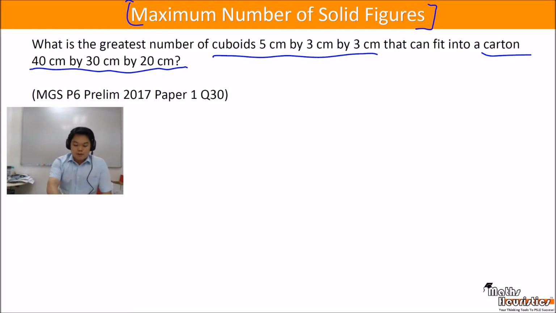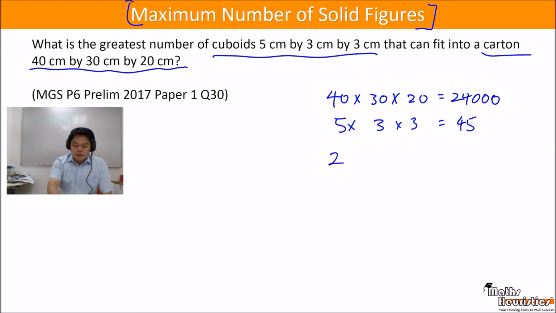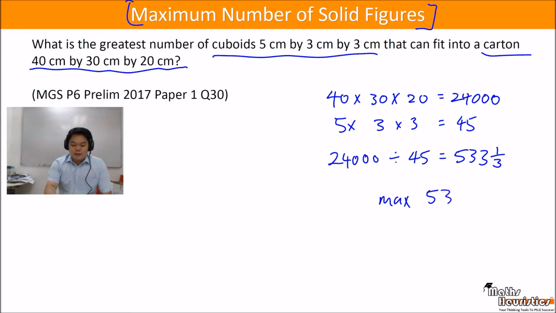Right from the start, some students would think of finding the volume of the carton, which is 40 times 30 times 20. Then that will give them 24,000 cm cube. Then they find the volume of a cuboid, 5 times 3 times 3, which is 45. Then they take the total volume and divide it by the small cuboid. That will give them 533 and 1/3. Then they conclude to say that the maximum is 533.